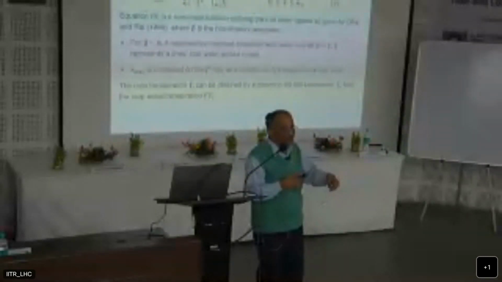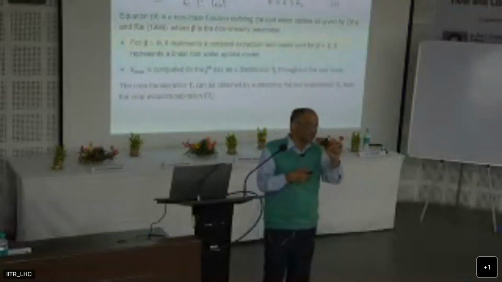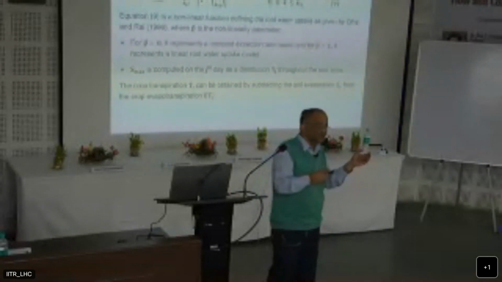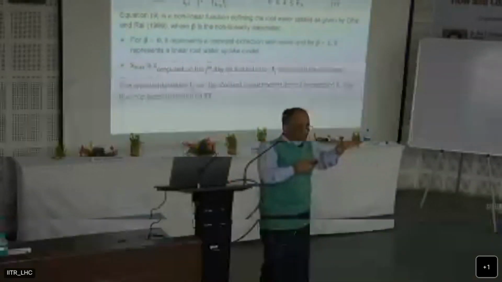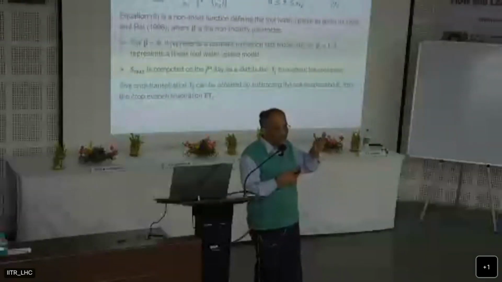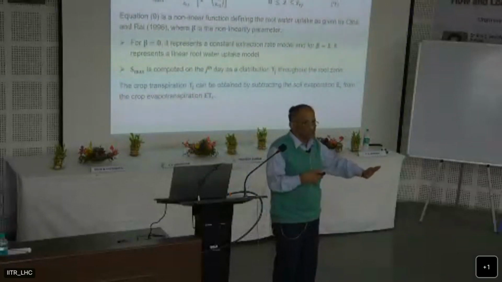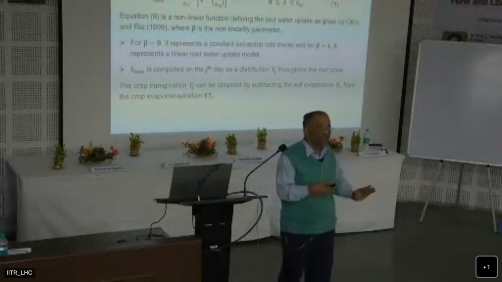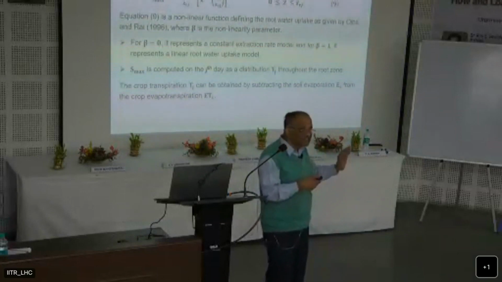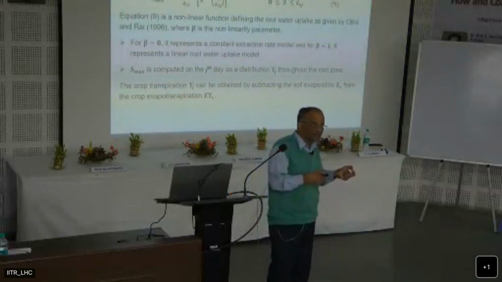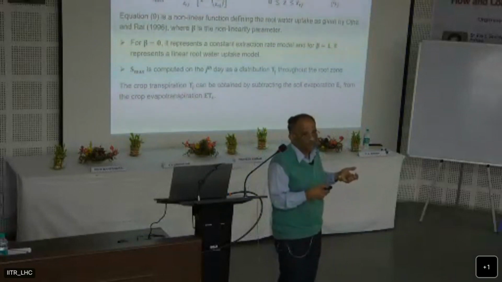Let us say I'm growing wheat in this area. For that, what is the crop coefficient? I have to multiply the reference crop evapotranspiration by it to get the potential evapotranspiration for that crop. Potential crop evapotranspiration means if I am supplying water sufficiently without any deficit, this is the rate at which the plant will transpire.